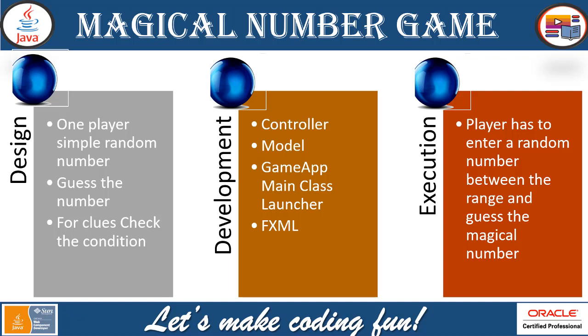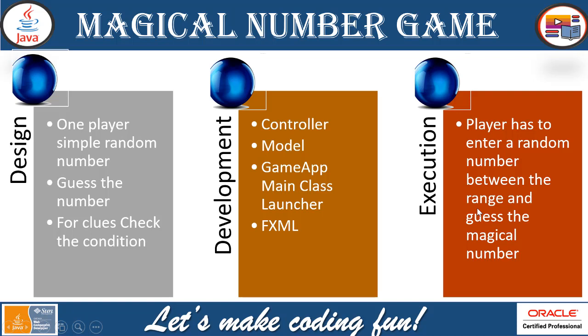Now we need a game app main class that has a launcher. That means this is the main class. The compiler will start from this class, and it will further process the entire request from the user to the compiler with the help of the controller. So this is how we are going to do the development. We'll see that in detail later.